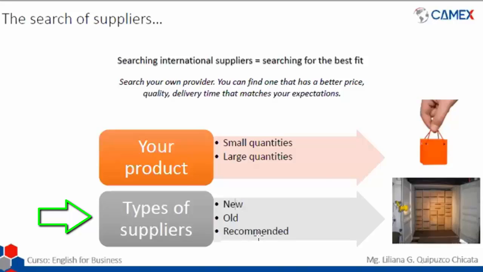Maybe you find a recommended one that has a better price, delivery time, and quality, and it would be your best fit, maybe a new one or an old one, and that is okay. Remember that each case is a special case. It doesn't mean that everybody has to buy from a new supplier. There are going to be exceptions, but in general, the best supplier is the one that you find for yourself. And in this case, it will be a new supplier.